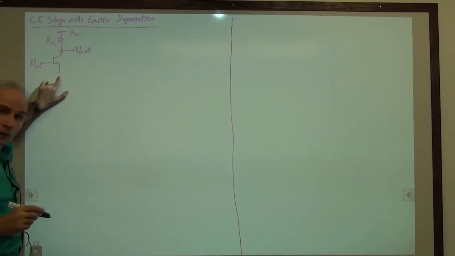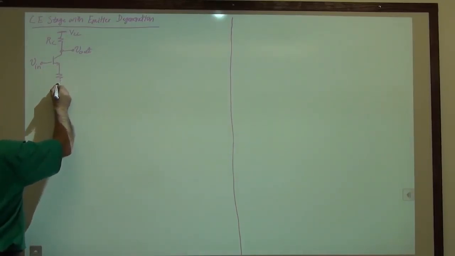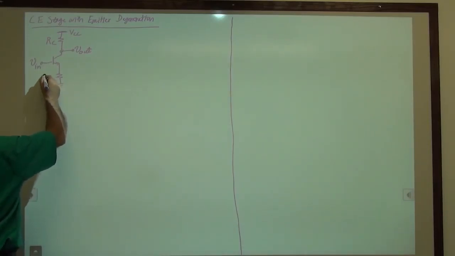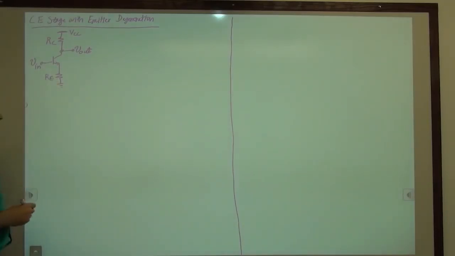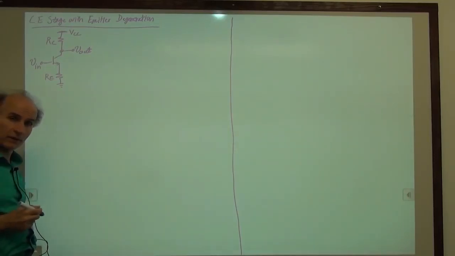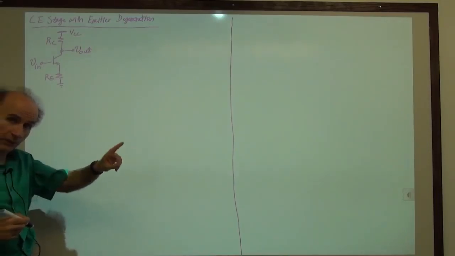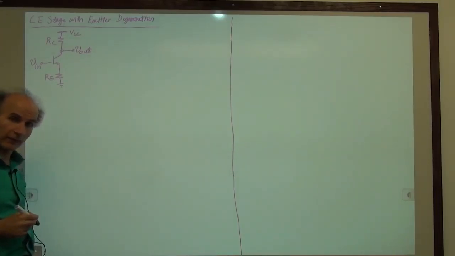But now in the emitter, we do something. We add a resistor here before we go to ground, RE. And this resistor also does some interesting things to the circuit. In particular, it helps us with those variations that we just talked about.